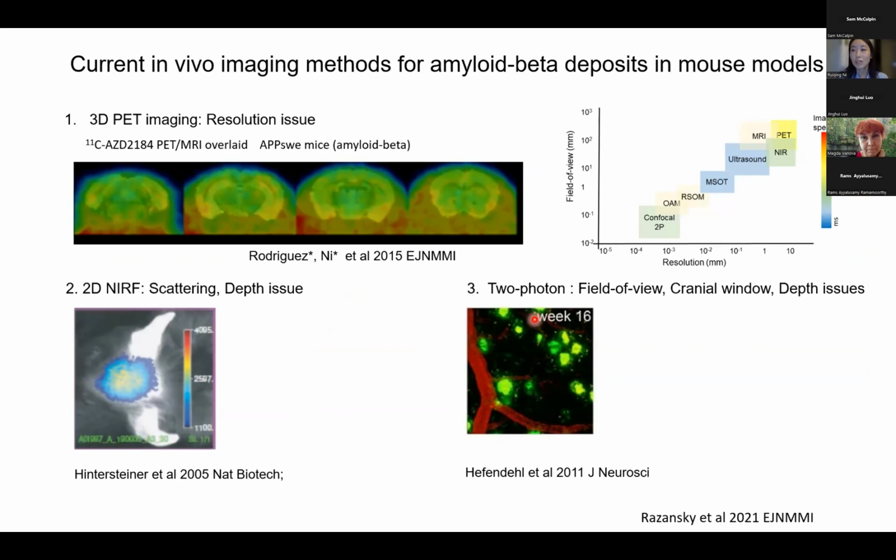we think there is actually still a gap in preclinical imaging of A-beta amyloid in mouse brain. Thus far, as we demonstrated before, PET imaging has the issue of resolution, around 1 millimeter, which is rather limited compared to the small animal head. And fluorescence imaging, such as 2D near-infrared imaging, has the issue of scattering and cannot reach deep regions. 2-photon imaging can monitor single plaque growth over time. However, it has a very small field of view. So we want to focus on the mesoscale part.